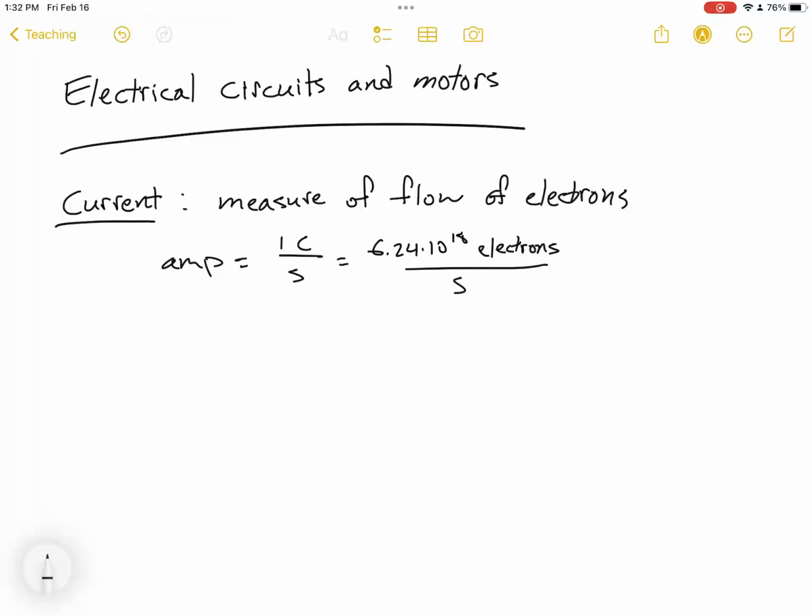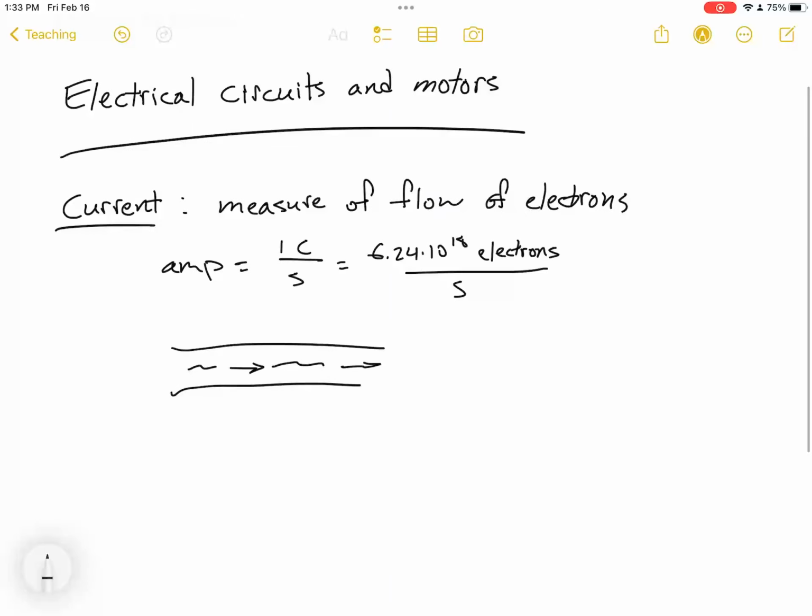per second. And so if we think about electricity flowing through a wire similar to some sort of fluid or water flowing through a pipe, then current is the same measure as a gallon per second or milliliters per second. It's just measured in electrons flowing through a wire.